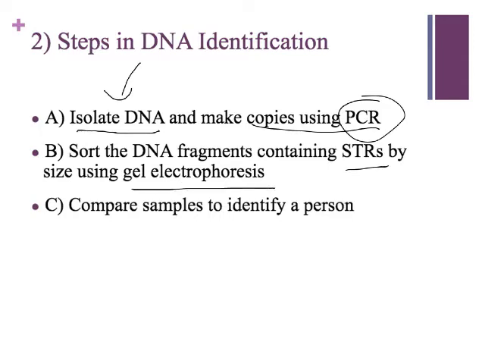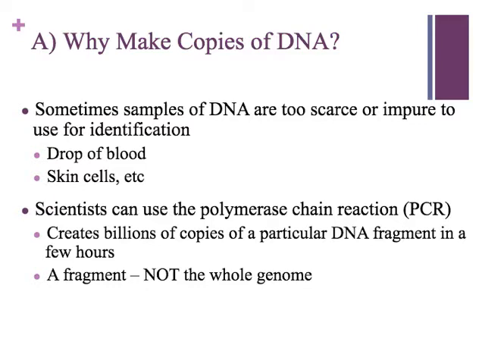So that's a lot of big words that we haven't seen yet, but basically the idea is that we're going to look at unique sections of DNA called STRs that are different for each person, and then we're going to use a technique called gel electrophoresis to separate those unique regions by size so we can analyze them. And then finally, we're going to actually do the analysis. We're going to compare these unique regions, these STRs, to try to identify who the DNA belongs to. Okay, so let's look at the first step first.